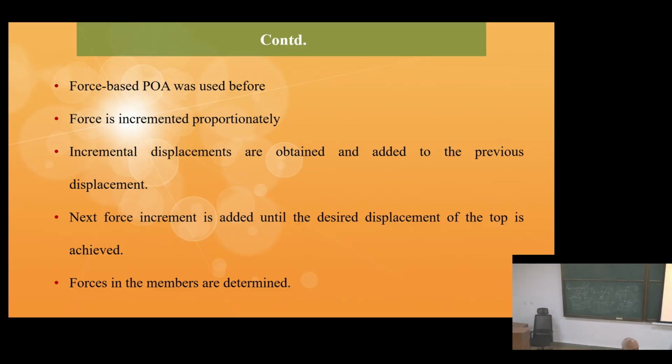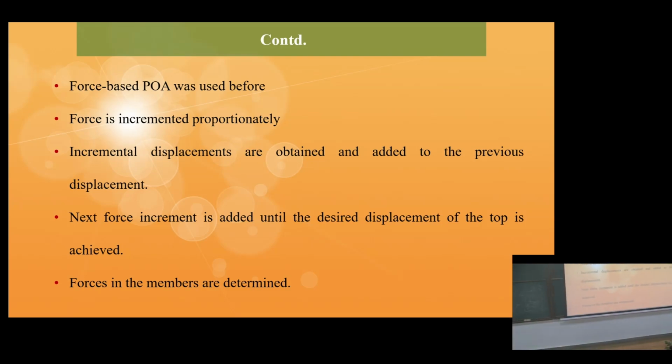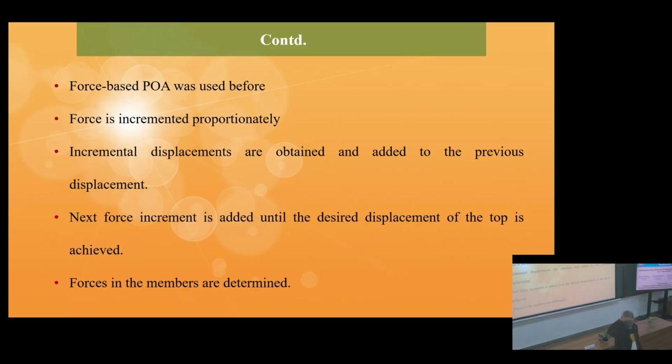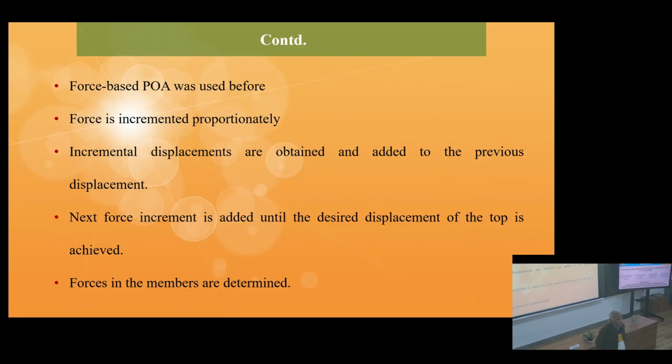Okay. That's the force-based pushover analysis, which is easy to understand, where at the top you are providing a force. So all right, okay? Clear? So before I go into the displacement-based pushover analysis, I have talked about the force-based pushover analysis, where you are applying the forces.